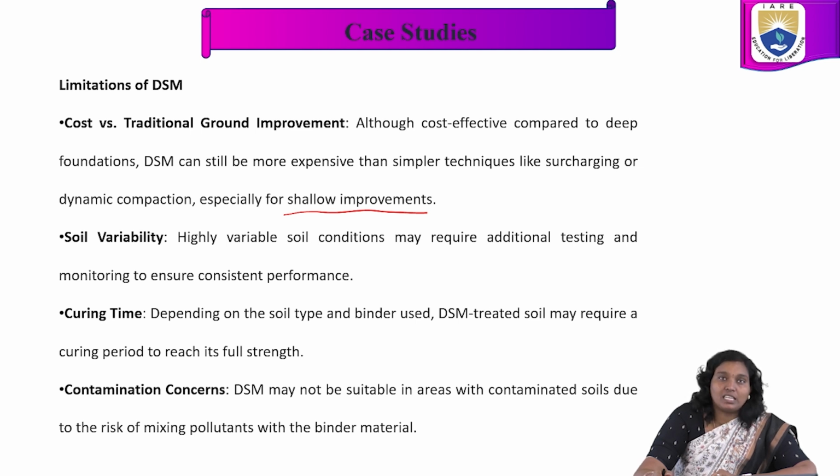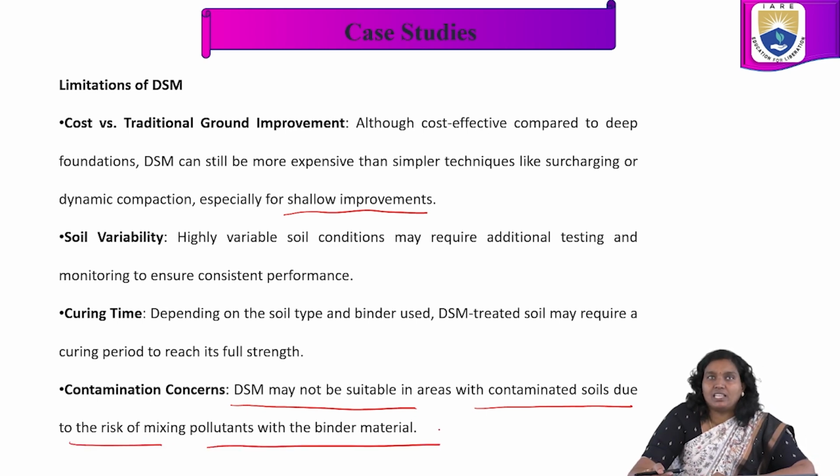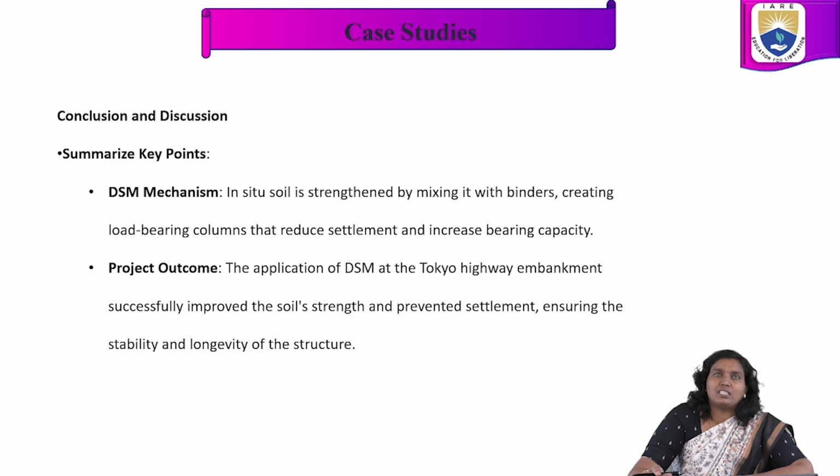And contamination concerns. DSM may not be suitable in areas with contaminated soils due to the risk of mixing pollutants with binder material. So these are the various parameters which are involved in the limitations of deep soil mixing. Finally, in the DSM mechanism, in situ soil is strengthened by mixing it with binders, creating load-bearing columns that reduce settlement and increase bearing capacity.